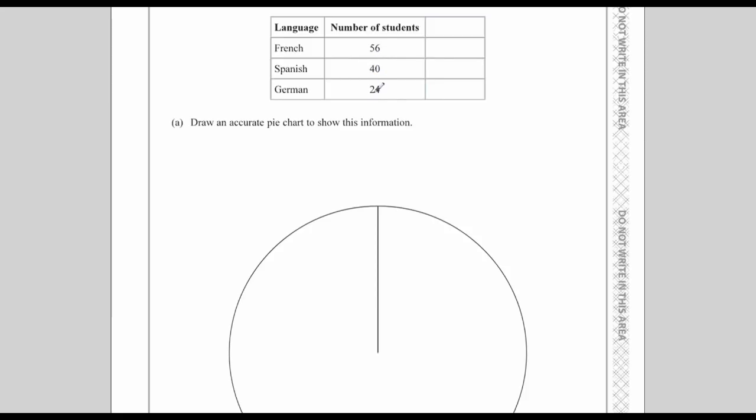56, add 40, add 24. Well, 24 add 56 is going to give you 80, because your 4 add your 6 is 10, and your 20 gives you 30, add your 50 gives you 80, add 40, 120. You can use that sign for total. How many degrees in a full circle? You need to learn 360 degrees. So the total degrees to get them to fit into the whole circle need to be 360.